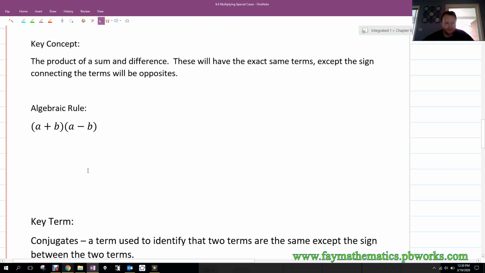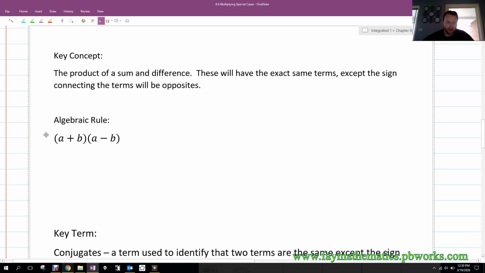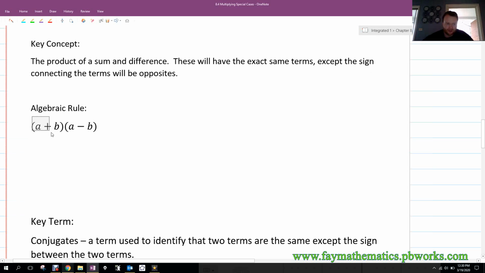Okay. Something that is also very important is what we call the product of a sum and a difference. The product of a sum and a difference. So what's going to happen here is that your binomials are going to have the exact same things, a and b. But one of them is going to have an addition sign stuck between them. The other one's a minus sign. This is the sum, this is the product of a sum, which is right here, and a difference. Kind of see what happens when we do this.